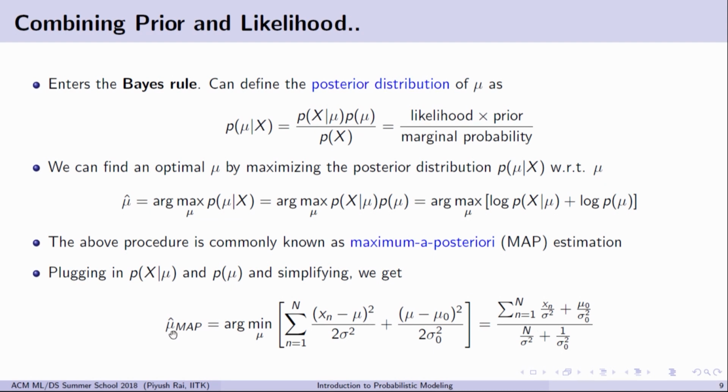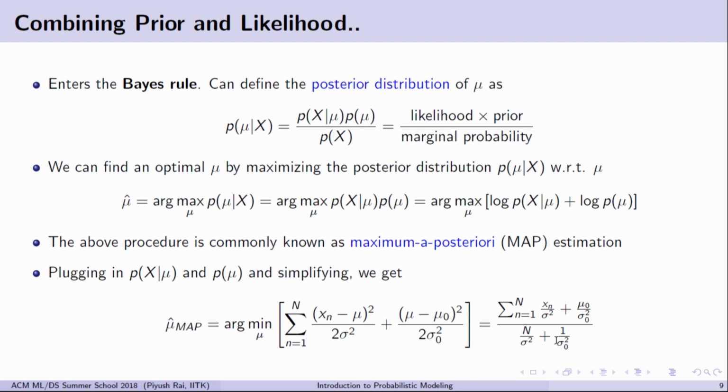So the final solution of mu hat, which I'm denoting by mu hat MAP just to distinguish it from the MLE solution that we had, will have this form. It will look like the sum of all observations x_n divided by sigma squared plus mu 0 divided by sigma 0 squared, divided by n by sigma squared plus 1 by sigma 0 squared.